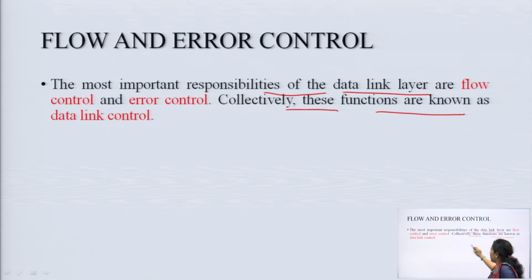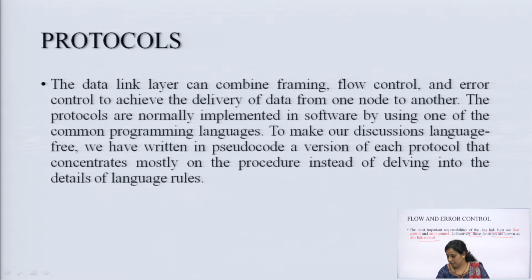Collectively, these functions are known as data link control. Next, after flow control, error control is also there. What is error control? It consists of two operations, error checking and error correction. In error checking, you have to check whether an error has occurred or not, and in error correction, you have to correct that particular error. If an error has occurred, you have to remove that particular error. So, this is the function of error control. Both the operations of flow control and error control have to take place at the data link layer.